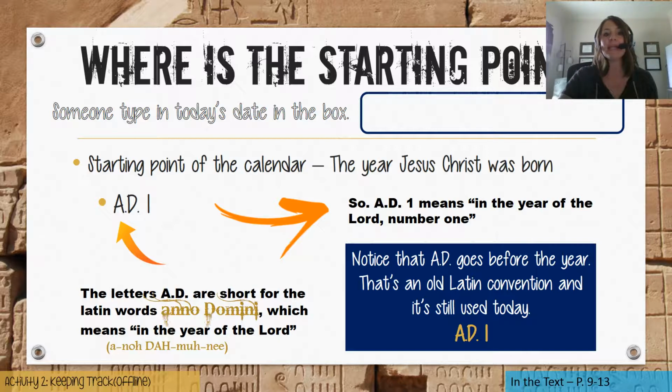So AD 1 is the starting point for our calendar, and that means in the year of the Lord number 1. So the letters AD are short for the Latin words Anno Domini, which just means in the year of the Lord. All right, notice that AD goes before the year. That's an old Latin convention, and it's still used today. So anytime you see AD, it's going to go before the number.